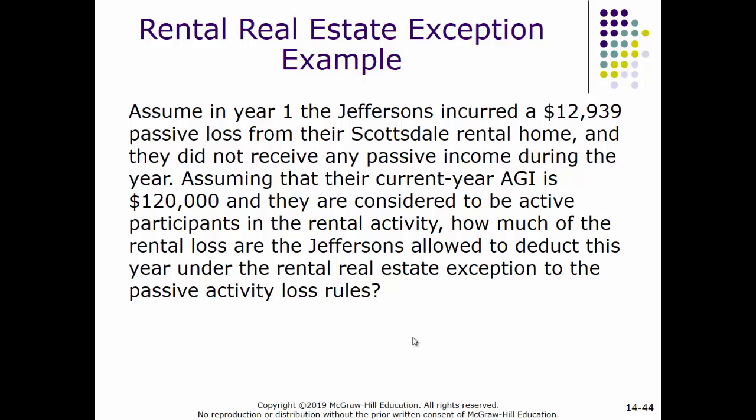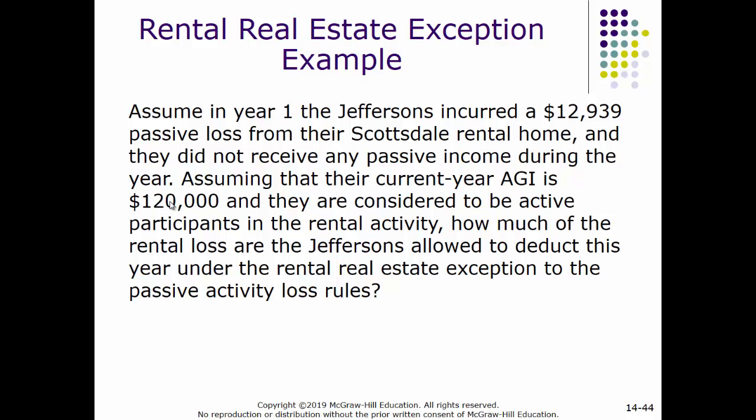Because they're active, they can deduct up to $25,000 of loss, so you would think all of this can be deductible. But before we do that, we have to look at their AGI, and this is $20,000 over the $100,000 threshold. The amount by which the 120 exceeds that threshold, which is $20,000, 50 cents of that, or 50%, $10,000, is going to be a reduction in the 25 that they ordinarily could take.